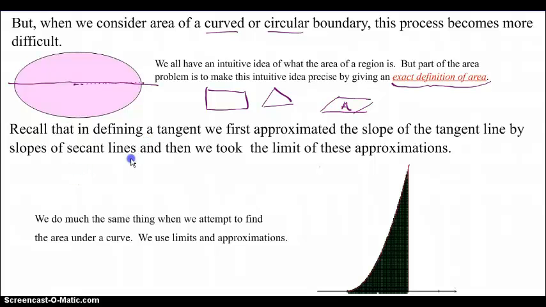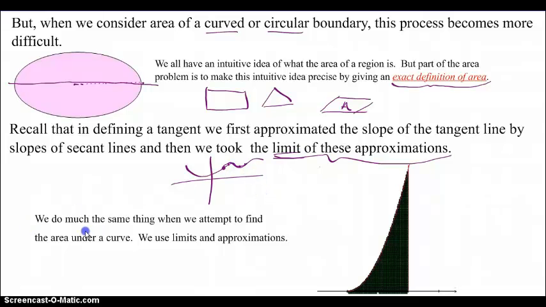So let's recall that in defining a tangent, we first approximated the slope of the tangent line by slopes of secant lines. And then we took the limit of all those approximations. We had some curve in the plane, and we had the tangent line. First we had the secant line through 2 points, and then we found another secant line and another secant line and another secant line, leaving 1 point stationary. And as we took those points closer and closer and closer to where we just basically had 1 point lying atop the other, we talked about taking the limit of the difference in the y's over the difference in the x's.